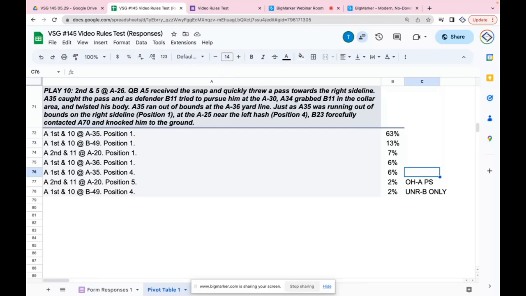Okay, what is A first and 10, A35, position 4? How do we get there? So enforcing them both from the spot of the UNR. Yeah, we enforce the OH and then we enforce the UNR at the spot of the UNR. OH plus UNR, spot UNR. Well, that's what it is, but that's incorrect.